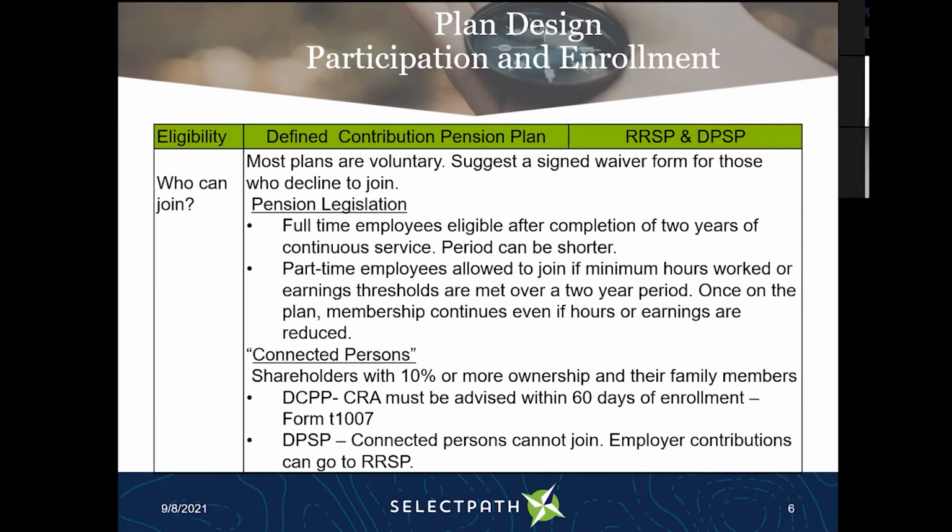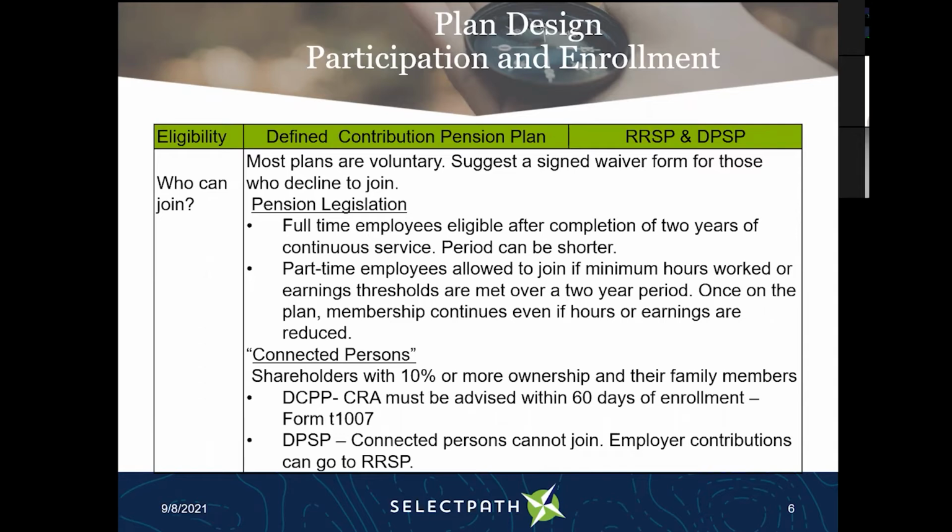Another consideration with pension plans is that part-time employees are allowed to join if minimum hours worked or earnings thresholds are met over a 2-year period. So what this means, if someone works 700 hours in 2 consecutive years, they're eligible to join the pension plan. Or if they earn 35% of Canada Pension Plan yearly maximum pensionable earnings over a 2-year period, they're eligible to join the pension plan. So that works out to about $21,000 in 2021.